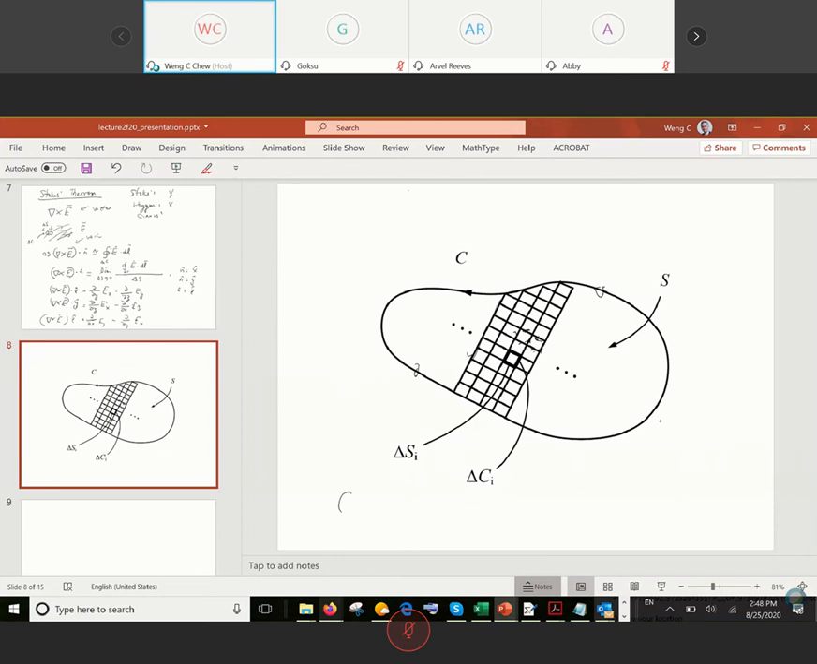So what you can see is that if you take a curl of any field and then multiply by delta S, which is that small surface there, sum up over all the surfaces, it will be equal to the contour integration of this thing over the larger contour C. This is called Stokes theorem.